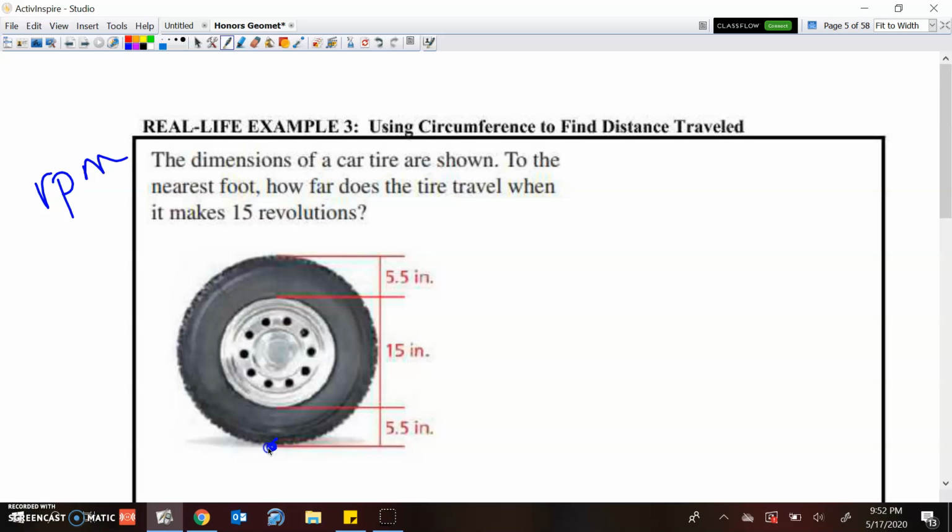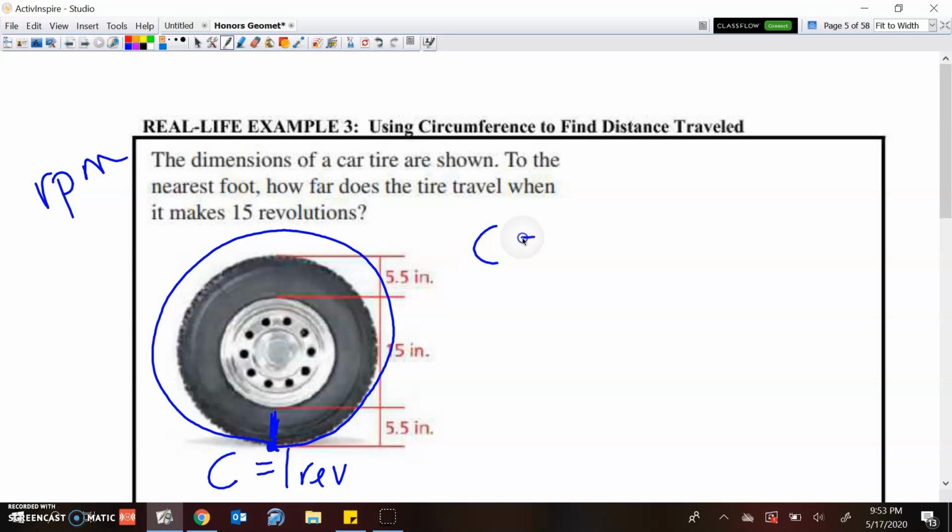So essentially think of the car, if we were to put a mark right here. Whenever this wheel goes around one whole time, that's circumference, right? So one revolution equals the circumference of the circle. So let's go ahead and find the circumference. Circumference is equal to, in this case, I'm going to say pi times diameter.